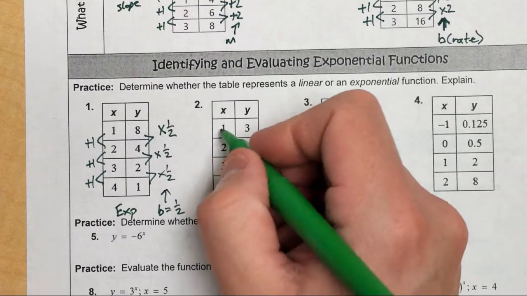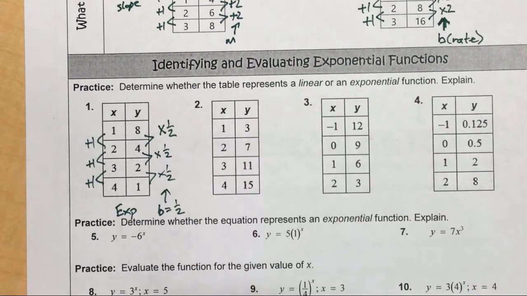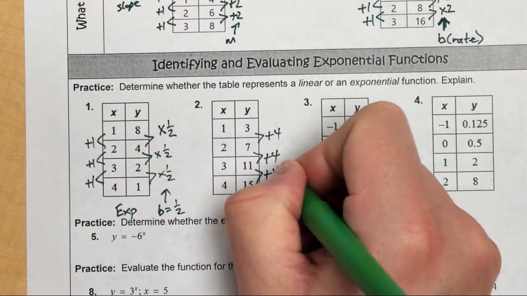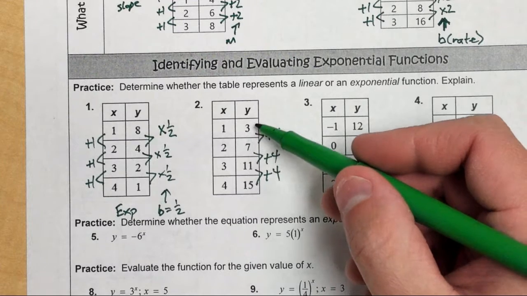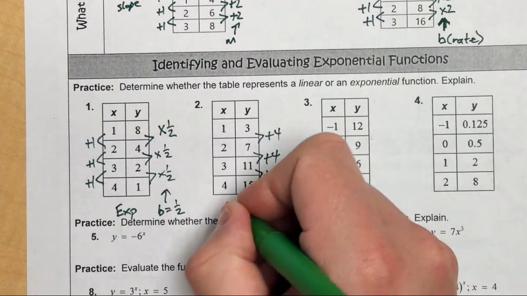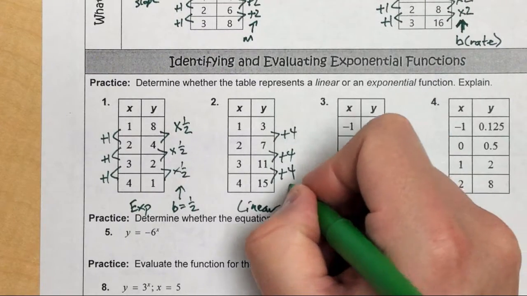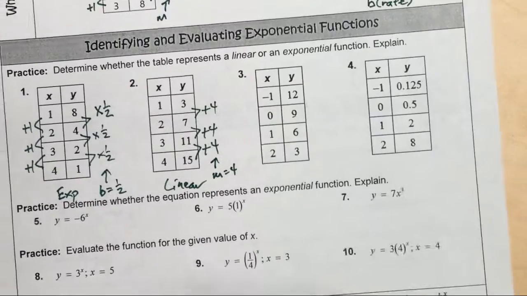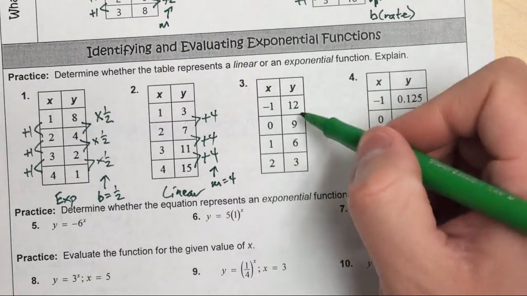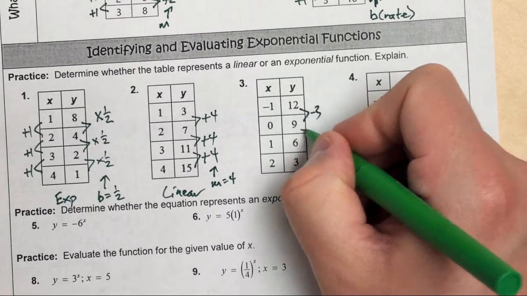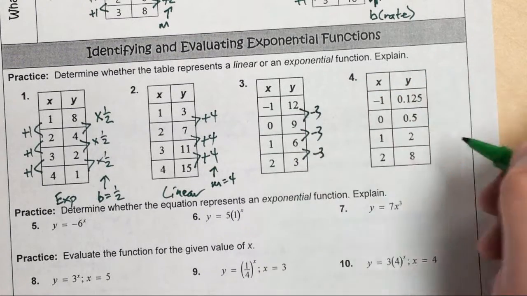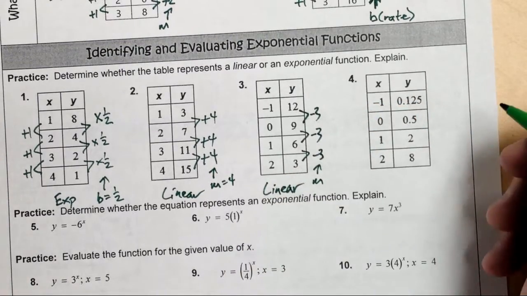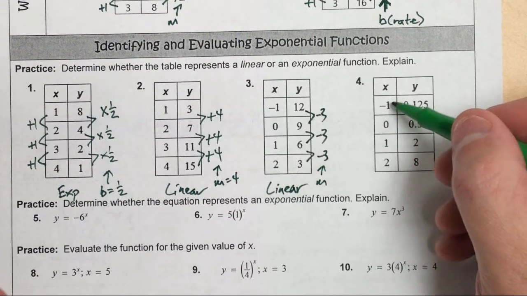Looking at number 2, the values on the left side are all incrementing by 1. And the values on the right we're actually adding by 4. So since we're adding a value to get from one value of y to the next, this is going to be a linear function. And again, because we have a slope here, a constant rate of change is going to be 4 in this case. Looking at number 3, again, the left side is incrementing by 1. The right side is actually subtracting by 3. And since this is changing at a constant rate by adding or subtracting, this is again slope, so this is again a linear function.